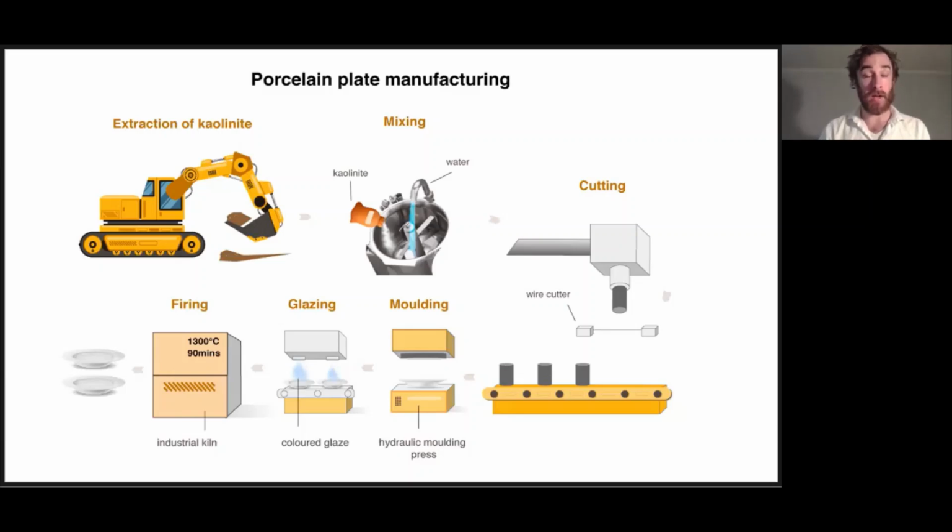This is a linear process. So the first stage is the extraction of kaolinite, and then at the end we can see finished dinner plates. There is no repetition. The material is not reused in the first process. It is a clear start and a clear finish.